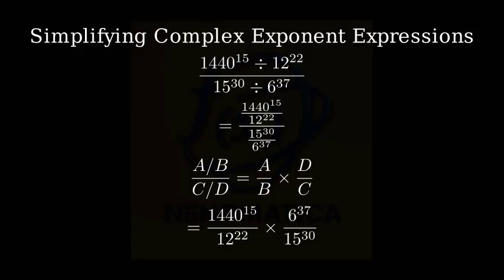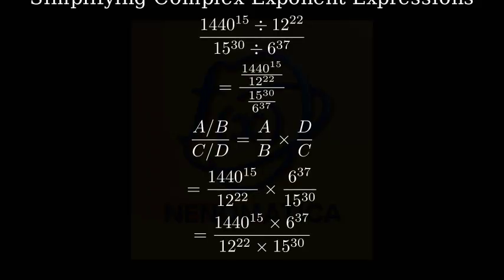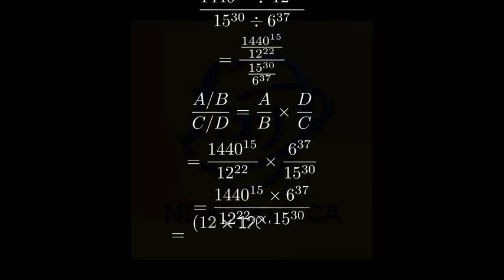Next, let's combine this into a single fraction. When we multiply fractions, we multiply the numerators together and the denominators together. So we get 1,440 to the power of 15 times 6 to the power of 37 in the numerator, and 12 to the power of 22 times 15 to the power of 30 in the denominator. Now, let's start simplifying this expression.